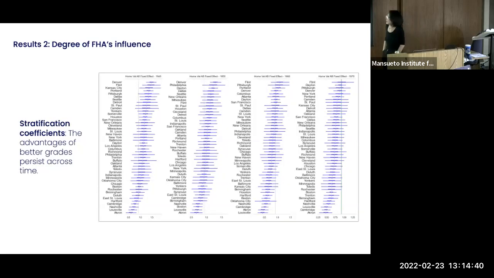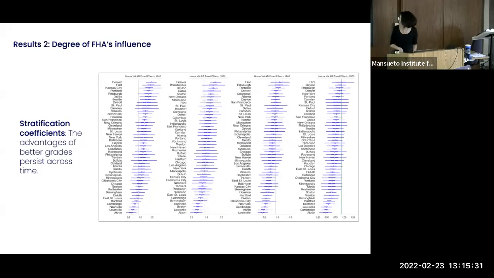Okay, so this forest plot shows the city level posterior probability distribution of these stratification coefficients. This is just for home value here. I don't know if you can see these, but the thinner line is the 95% credible interval, and the thicker line is the middle 50% of the distribution. All the outcomes and the covariates are standardized for each city and each decade so that we can do both cross-sectional and longitudinal comparison.